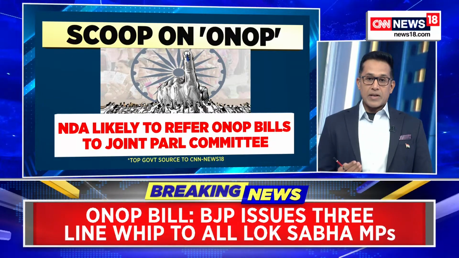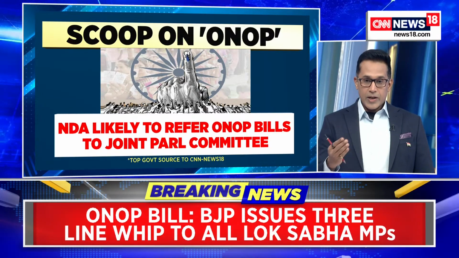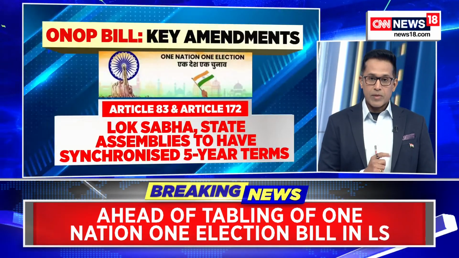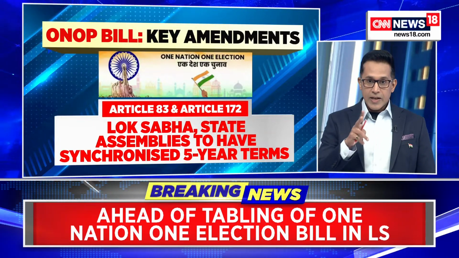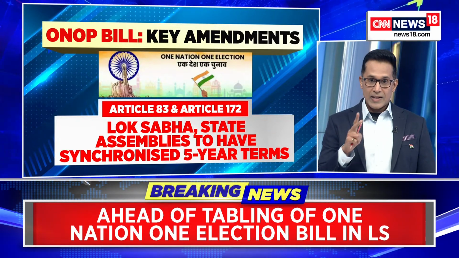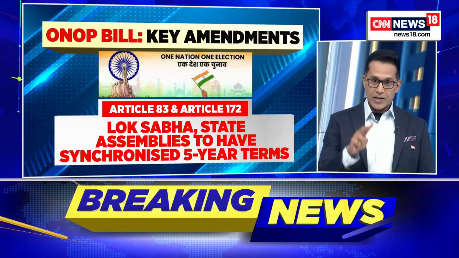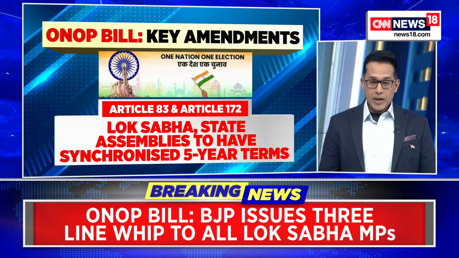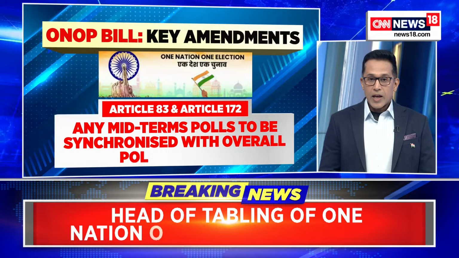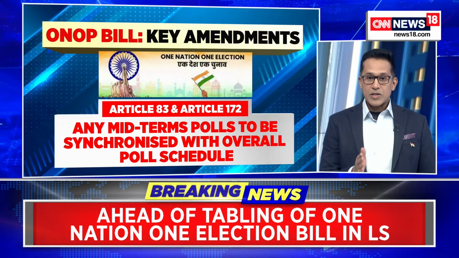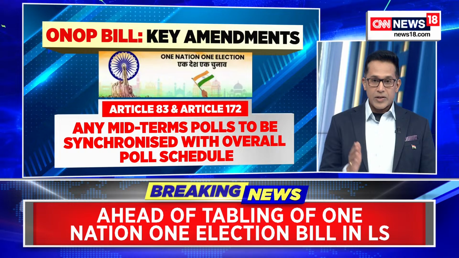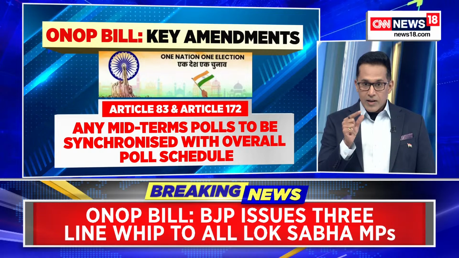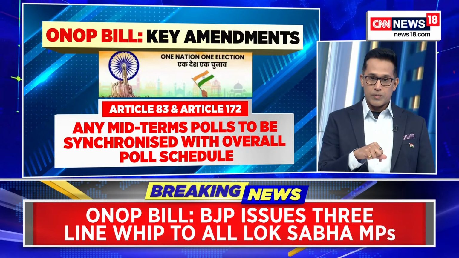So what are the key amendments that have been envisaged? CNN News 18 will try and decode that for our viewers. Article 83 and Article 172, synchronization. Both Lok Sabha and state legislative assemblies will have synchronized terms of 5 years from their respective first meetings. On dissolution and elections, if either the Lok Sabha or a state legislative assembly is dissolved before the completion of its term, provisions will be made for mid-term elections that are synchronized with the overall election schedule.